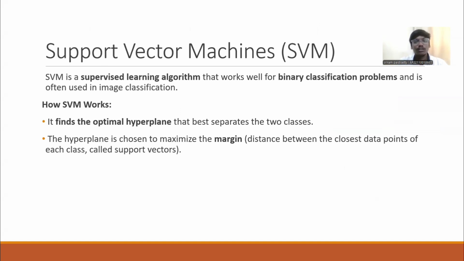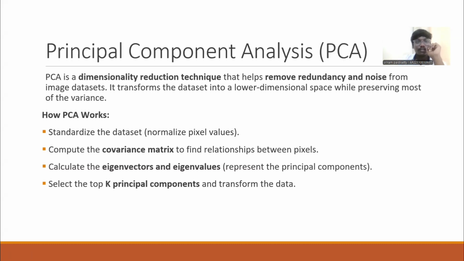First one is support vector machine. SVM is a supervised learning algorithm that works well for binary classification problems and is often used in image classification. We'll see how SVM works. First, it finds the optimal hyperplane that best separates the two classes. The hyperplane is chosen to maximize the margin, which is the distance between the closest data points to each class, called support vectors.